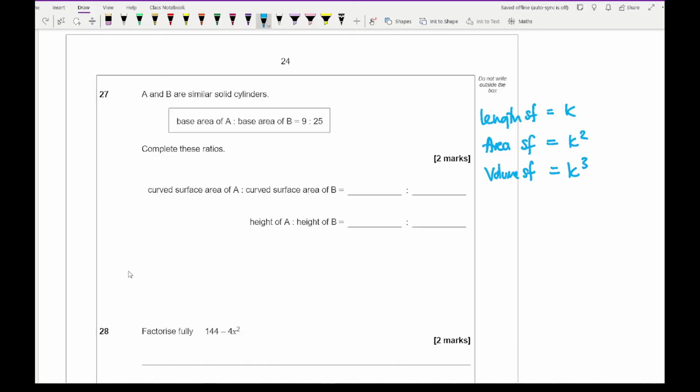So in terms of area, the base area and the curved surface area are going to be exactly the same, so that's still going to be 9/25. Now, the height represents a length, so what I need to do is square root 9 and square root 25, which gives me an answer of 3 and 5.